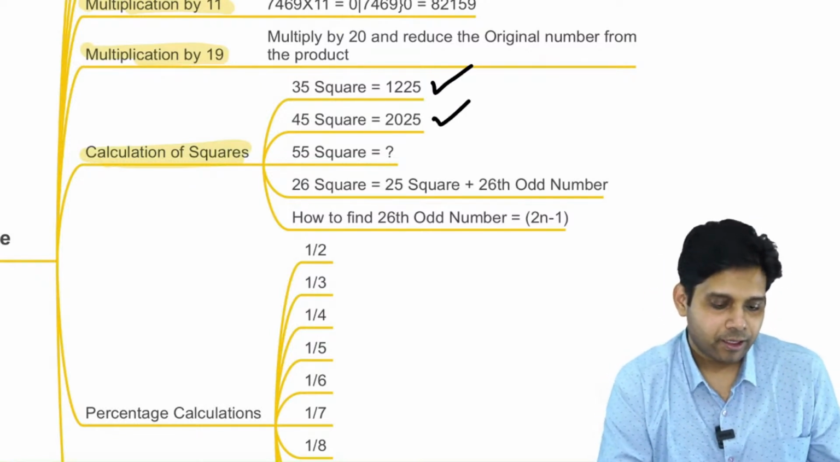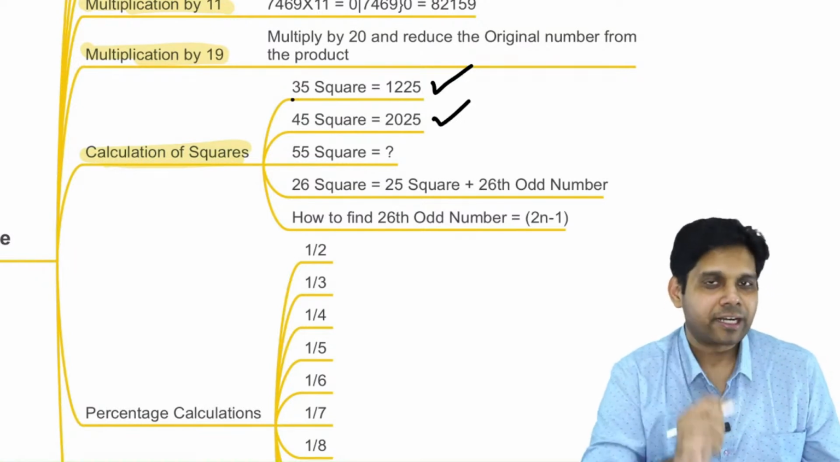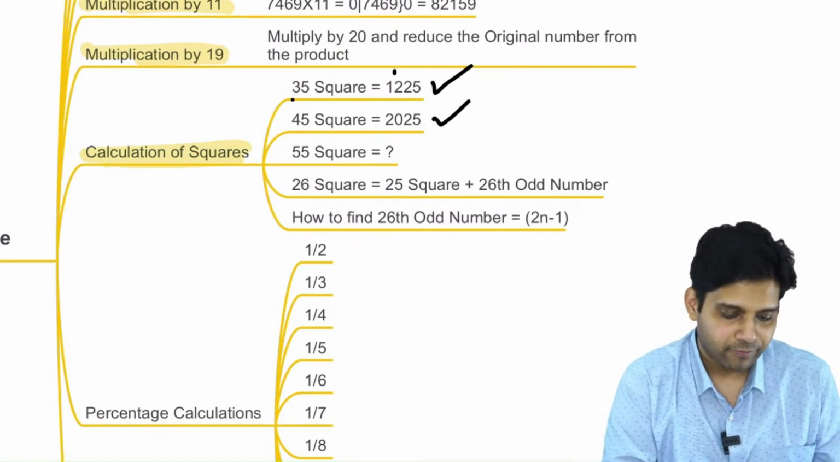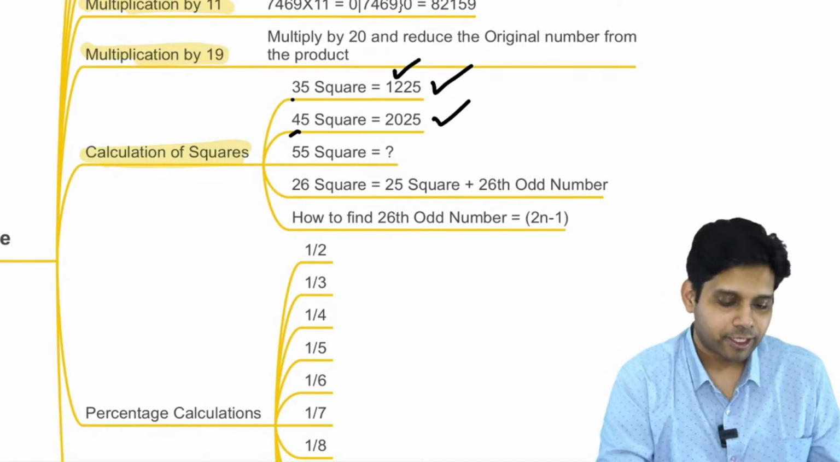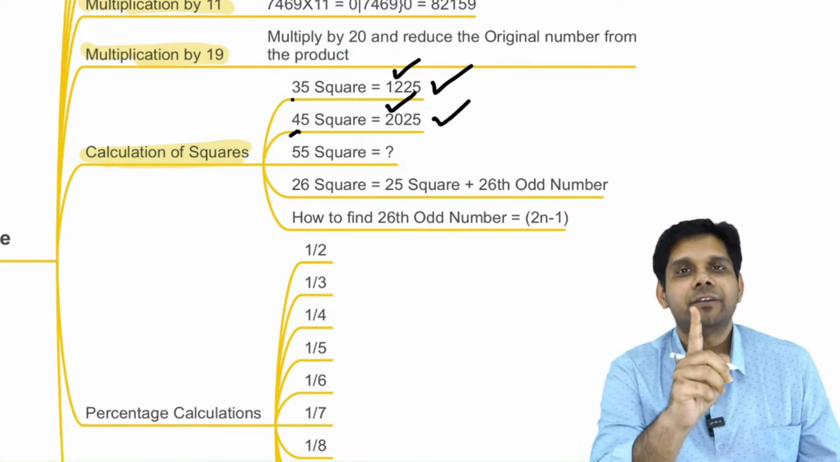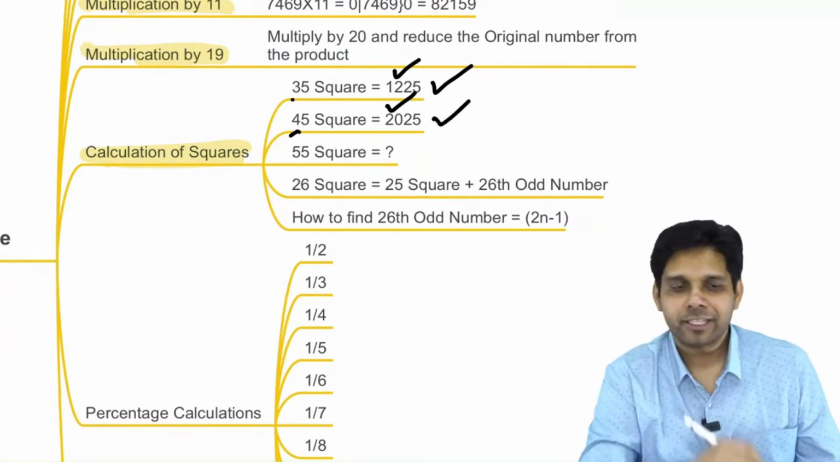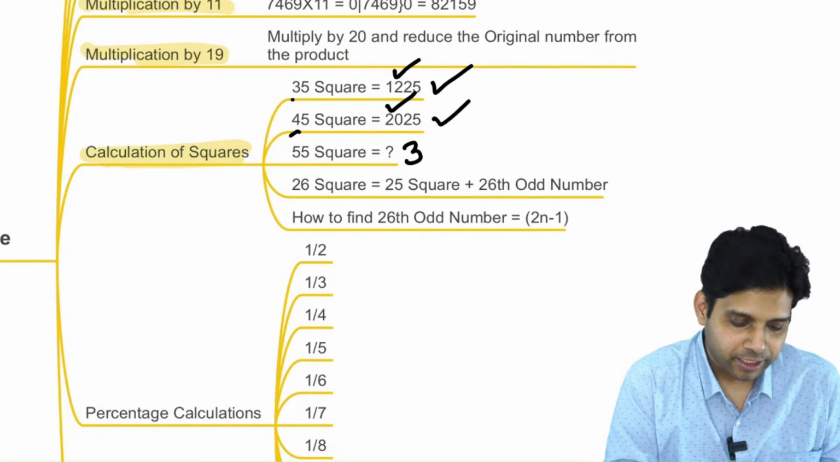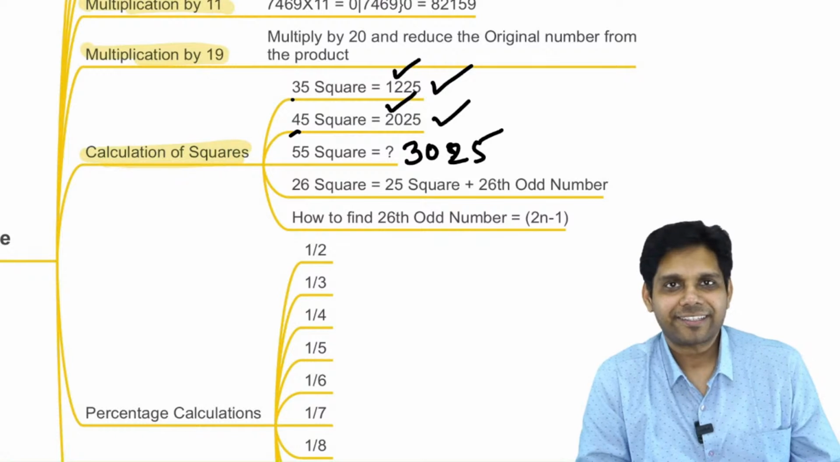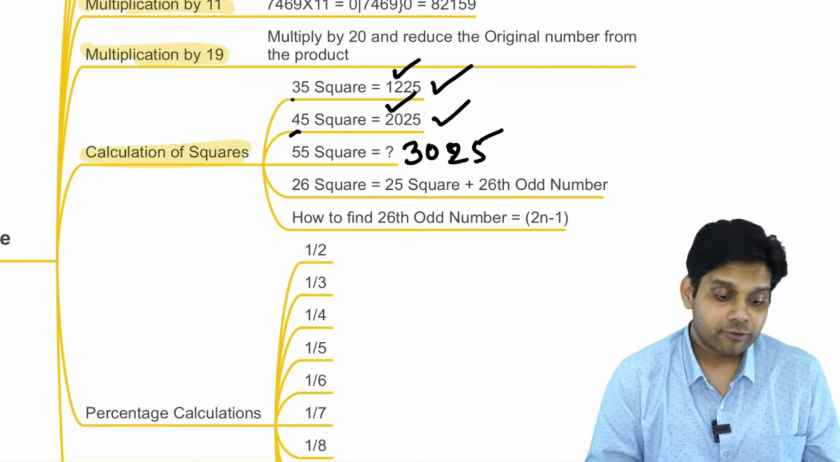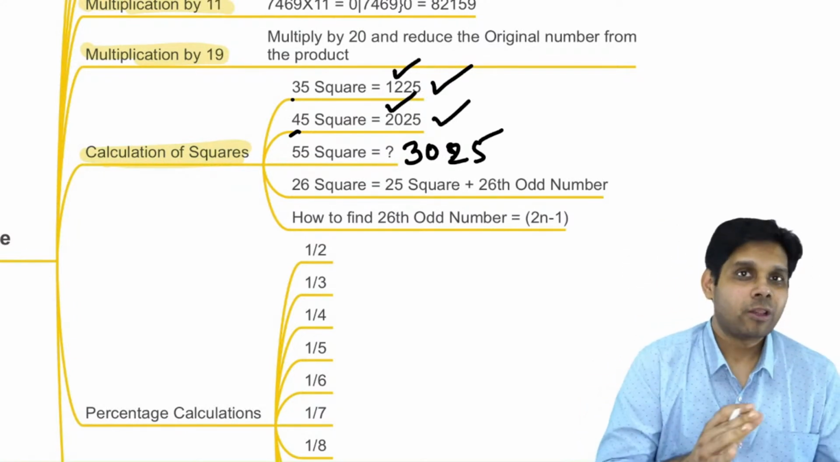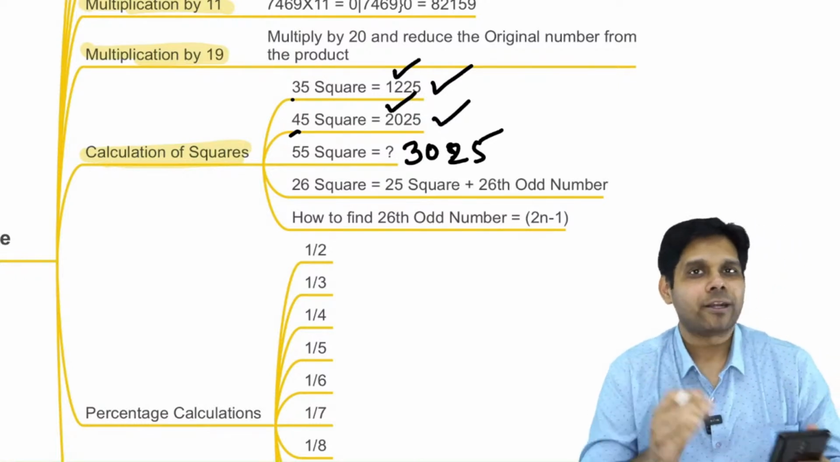What is the pattern? 3 multiplied by the next number greater than 3, that is 4, that is 12. Correct? 4 multiplied by the next number, which is 5, so that is 20. That means 55 square will be how much? 5 multiplied by 6, so it should be 30 25. Correct? So now we have to learn, okay, if I know 25 square, what will be 26 square? So we learned the formula there, that all the squares are actually a summation of the odd numbers, right?